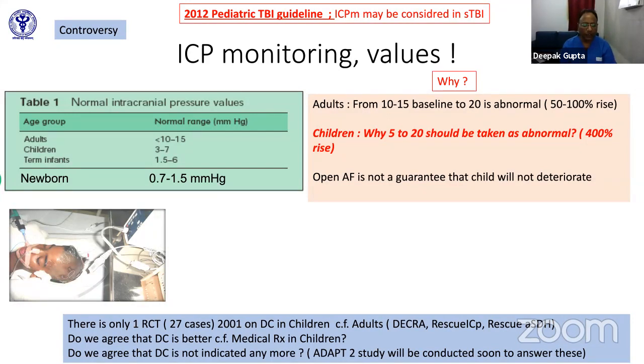There are hardly any class 1 randomized studies available in children on decompressive craniectomy. I think there's only one study of 27 cases, as compared to many randomized studies in adults, like DECRA, RESCUE-ICP, and RESCUE-ASDH. In fact, the usefulness of decompressive craniectomy in children is likely to be answered in part 2 of the ADAPT study, which is going to begin in a year or so from now.